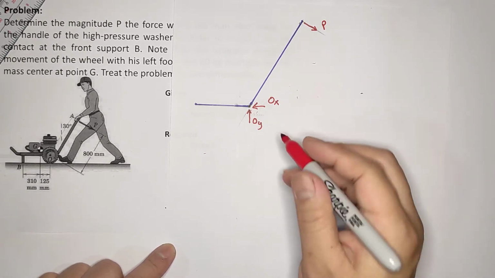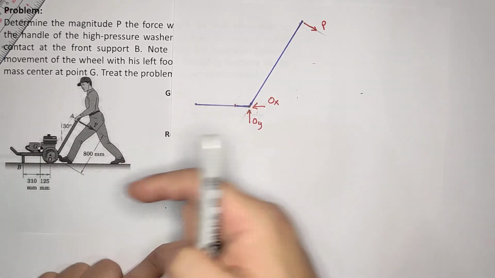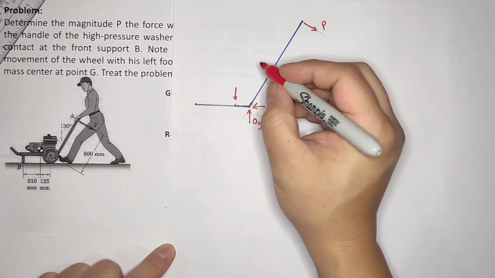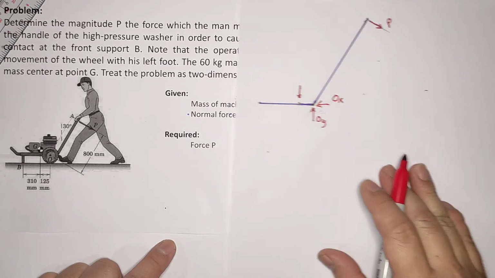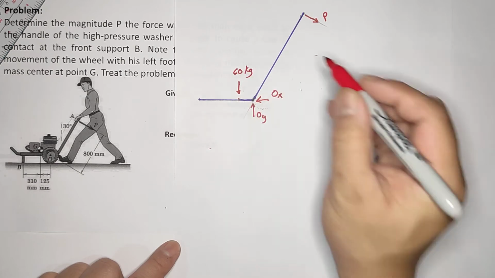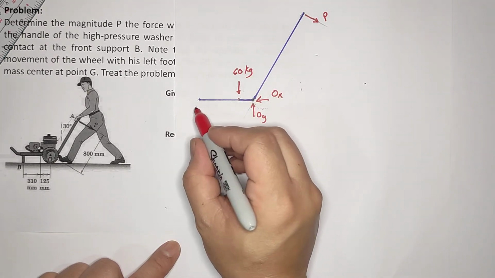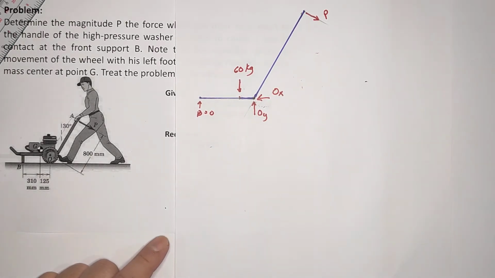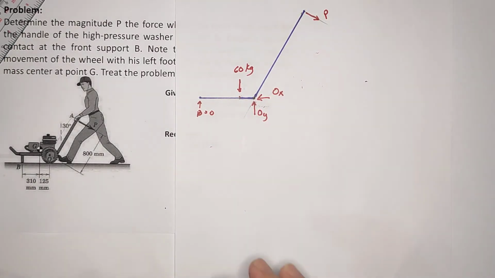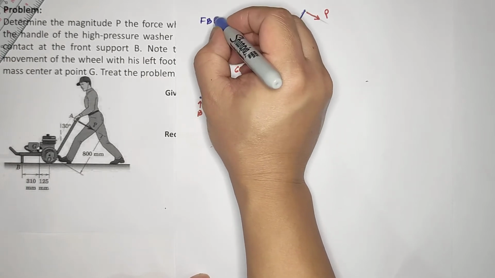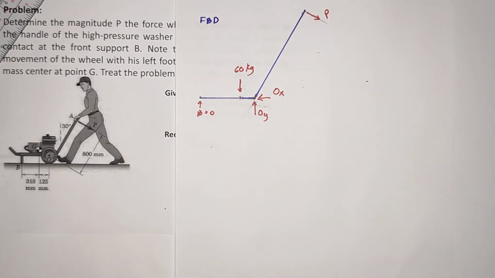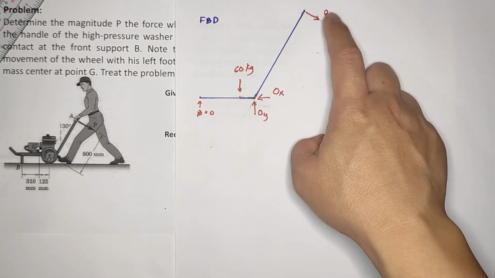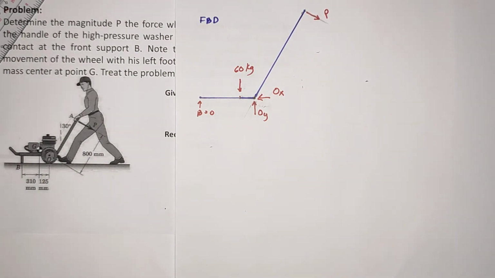Then at this point, that is at G, you have a weight, in this case 60 kilogram. And you should have a normal force here, but this is zero because there's no contact. So that is your free body diagram, FBD. That is where you start. If you miss one of those, your answer is wrong. So we will find this force P.